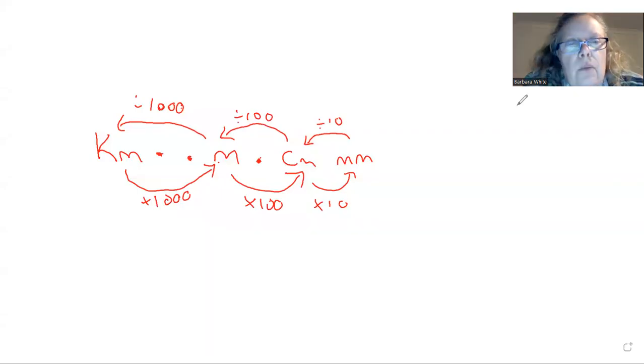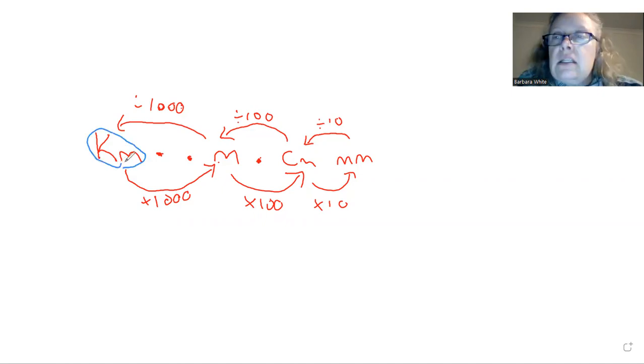Hello, Year 8s. I want to talk about converting units. So I've drawn this little thing here to remember. We've got kilometres over here, and there's 1,000 metres in every kilometre. So if I have 1 kilometre, I've got 1,000 metres. So to get from kilometres to metres, you multiply by 1,000.